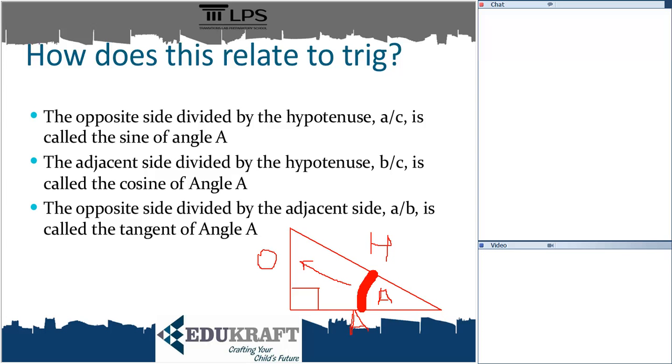Similarly, if we take the cosine of the angle A, it is going to be the adjacent side divided by the hypotenuse. And if you take the tangent of the angle A, it is going to be the opposite side divided by the adjacent side. Okay, so these are called the trigonometric ratios.